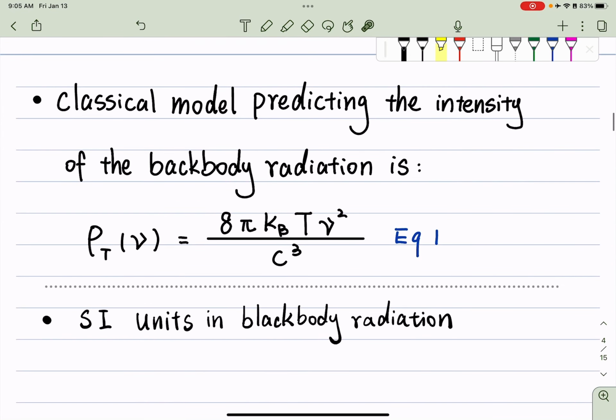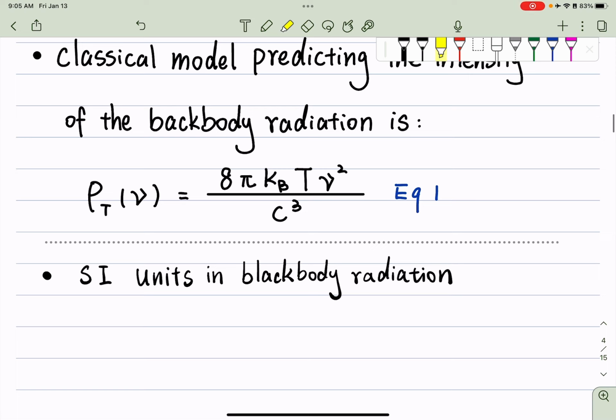So let's look at the classical theory first. I'm just showing here the very fundamental classical model, talking about the intensity of the black body radiation. We'll look at what is intensity here, but here's the equation that we're showing. In here, we have 8 pi, these are just constants. Kb, that's a constant. For an object at a certain temperature, T is also constant, right? C, that's the speed of light in vacuum. And the only variable here is the frequency of that radiation.